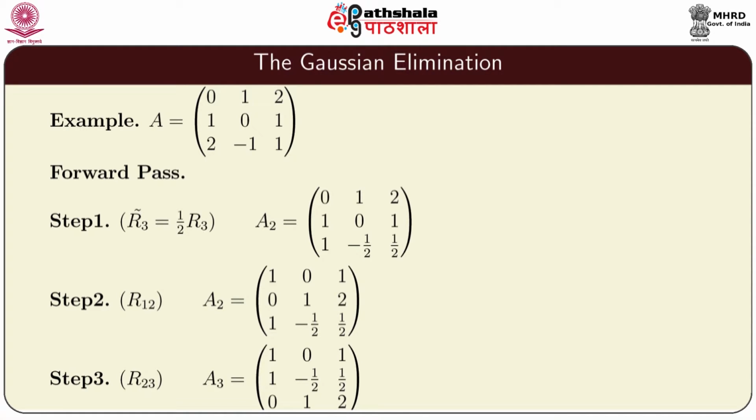And now if you look at the third row of A3, then the first non-zero entry, which is 1, appears in the third column, which is definitely the rightmost one you can have. But still we are not done yet, in the sense that the first non-zero entry of the third row is 1.